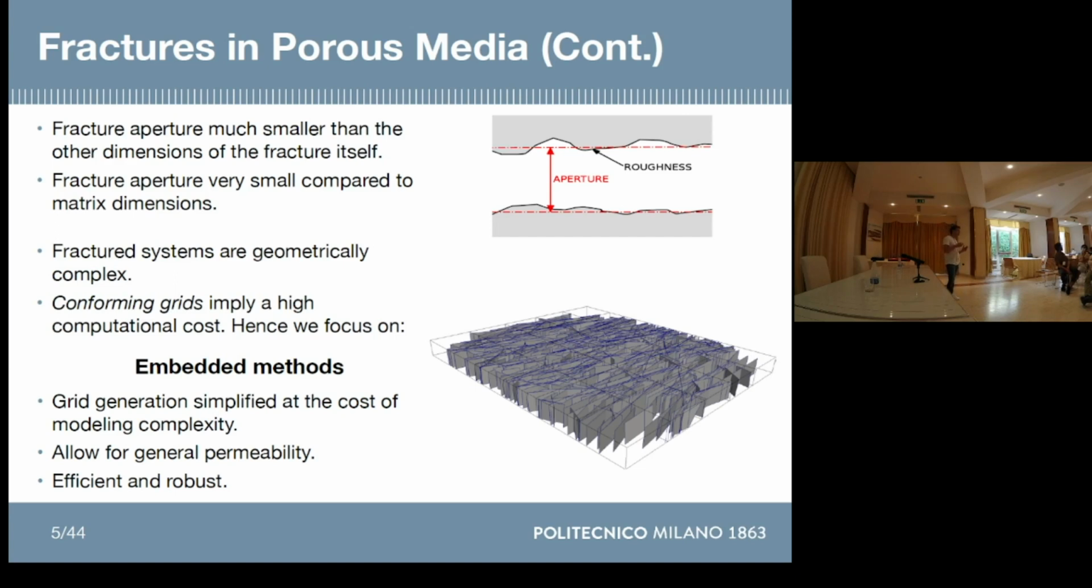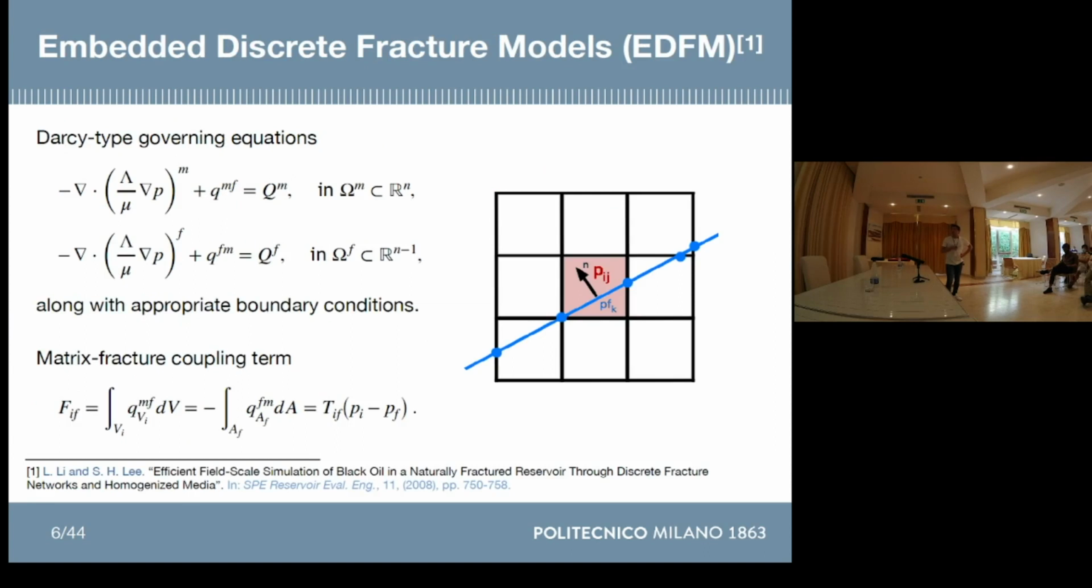where instead the fractures can cut the grid, so that we transfer the complexity from the grid to the modeling part, so to the equations. These methods are also generally efficient and robust, and they allow for general permeability fields. The first type of embedded method that was introduced was the one by Lee and Lee, which is the paper shown here.